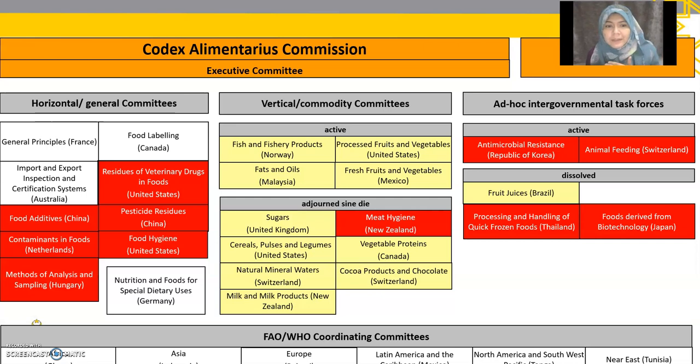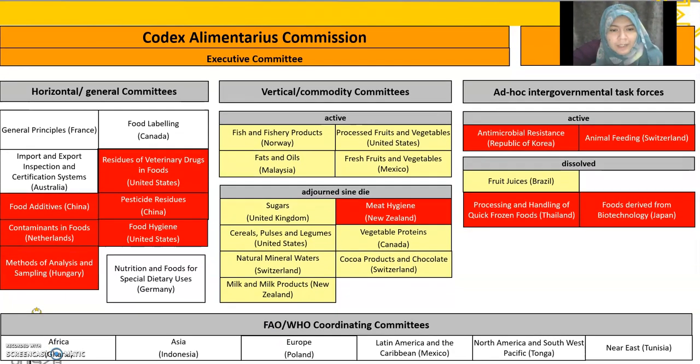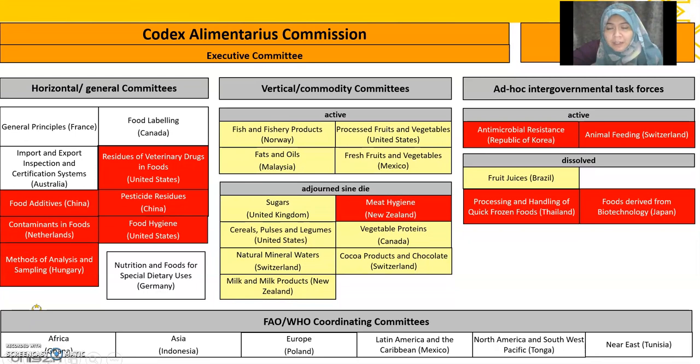And we have the FAO, WHO coordinating committees. Okay, and every region has its own host. For example, Asia is Indonesia, and of course they will rotate every year based on each region.